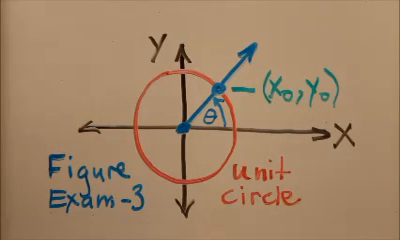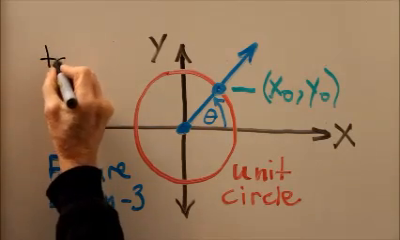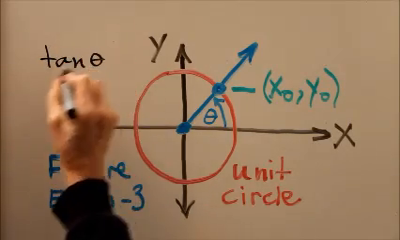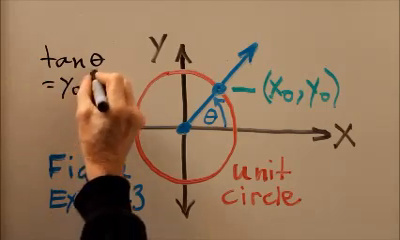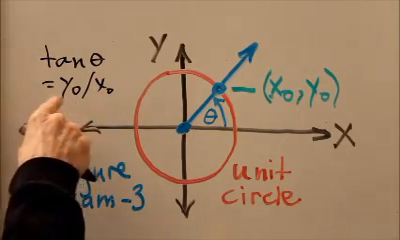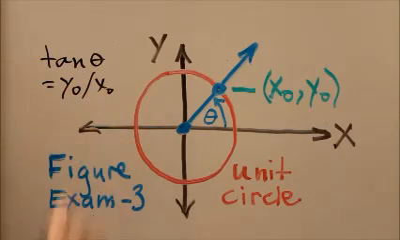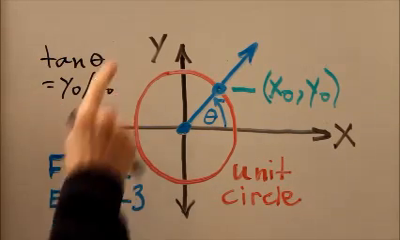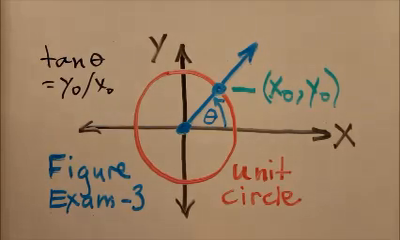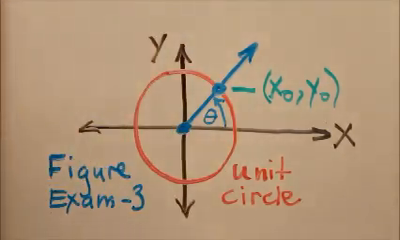How about C, the arc tangent of y sub 0 over x sub 0? Well, if we take the tangent of theta, y sub 0 over x sub 0, that is a valid statement. So the arc tangent of y sub 0 over x sub 0 equals theta. That's choice C, and that's also a true statement, so we can rule it out.